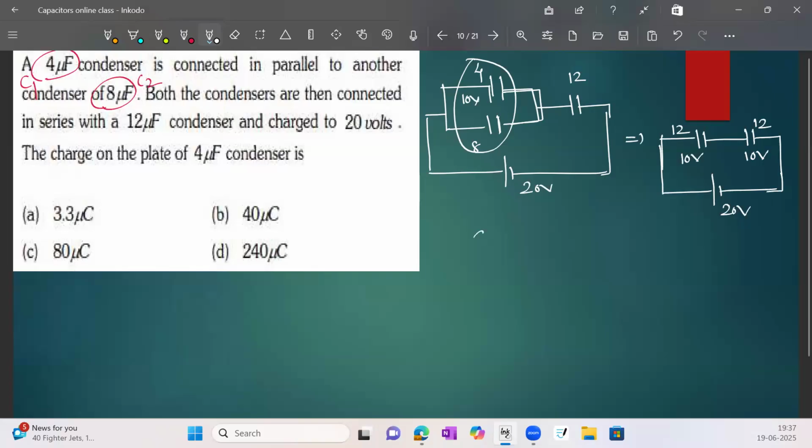The charge formula is Q equals C into V. So C into V, how much is it? Here C is 4 micro, and V they gave, how much? In this branch, voltage is 10 volts. So it becomes 40 microcoulombs. So the answer is option B. Next.